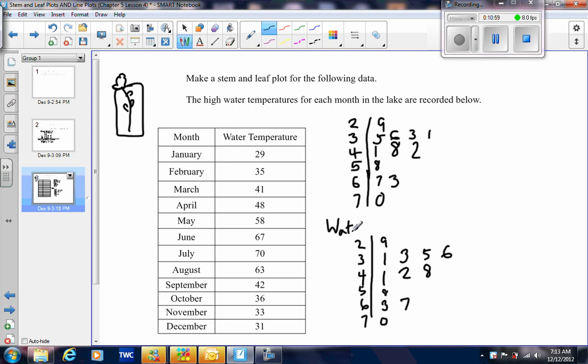Put a title on it: water temp, lake. And it's nice to have a key with your stem and leaf plot. It doesn't even have to be a data amount. 3|9 means 39 degrees. All right, so there are two different types of plots, a stem and leaf plot and a line plot, and just showing how to organize that data.